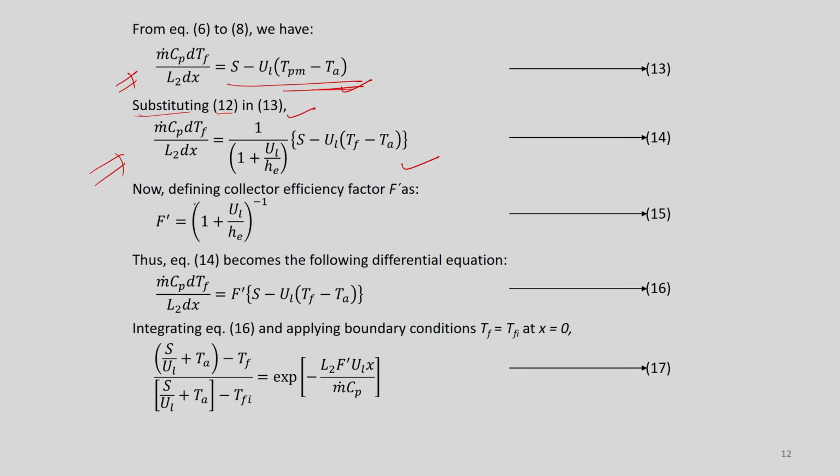something like this. Now, we can define this efficiency factor F dash, or collector efficiency factor F dash, which is nothing but this. And this equation 14 becomes the following differential equation. So, we will get this kind of differential equation, and this can be solved by applying the boundary condition T_f equal to T_fi at x equal to 0. If we solve this, then we will get an expression of something like this.